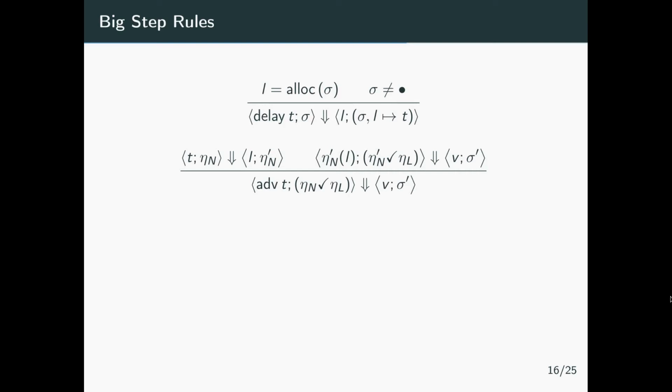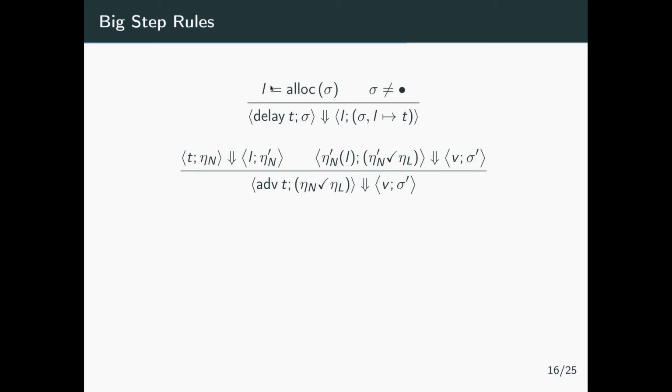Okay, so let's see what actually happens in these rules. So let's look at delay and advance. So delay first. So if we have a term delay t, we need to be in a store where we can allocate data, right? We can write data. So this means the store cannot be the null store, but it can either be a single heap or a ticked heap. So what do we do? We allocate a new label, and here we assume we have a deterministic allocation function.